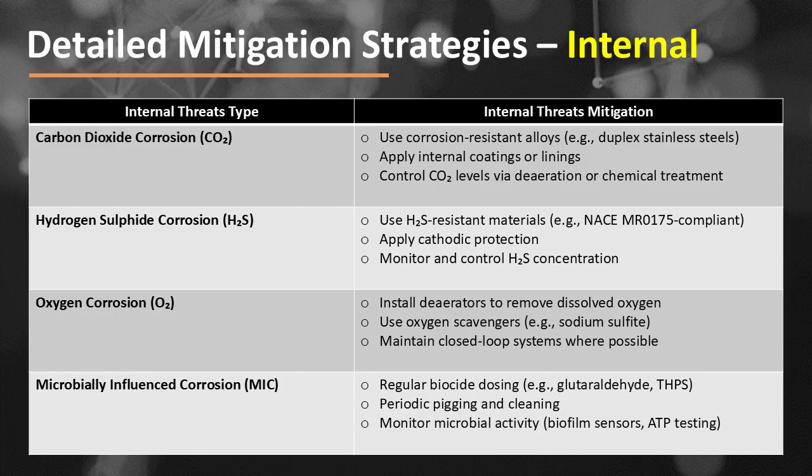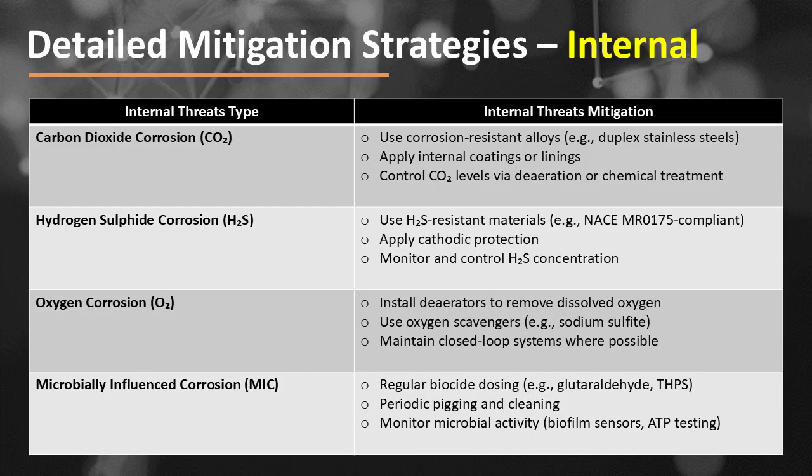If the internal threat type is carbon dioxide corrosion or CO2, then the internal threat mitigation for CO2 corrosion are: use corrosion-resistant alloys such as duplex stainless steels. Apply internal coatings or linings. And control CO2 levels via deaeration or chemical treatment.